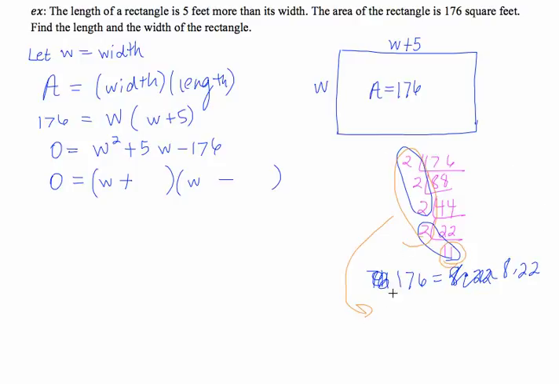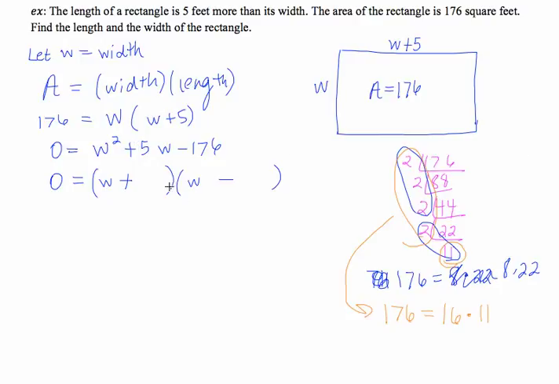2 times 2 times 2 times 2, that's 2 to the 4th, is 16. So I'm breaking 176 down into 16 and 11. And now that works because 11 minus 16 is negative 5. So we should be able to write these in a way that will get us 5 for the middle term.